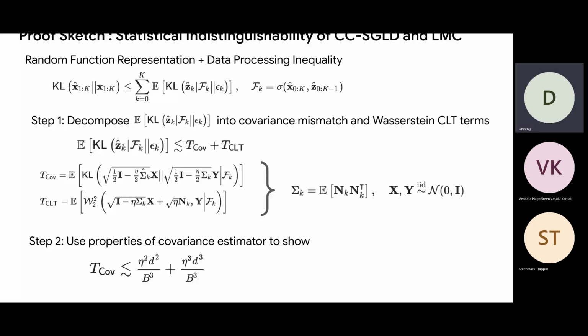So this is actually a Wasserstein CLT. That is CLT in Wasserstein 2 distance. And then we use the properties of covariance estimators to show that this T_cov is of the order eta square d square over b cube plus eta cube d cube over b cube. This is the gain we actually obtain because we are estimating this.